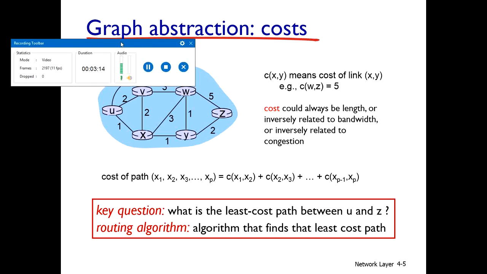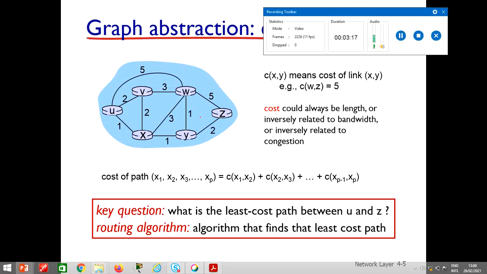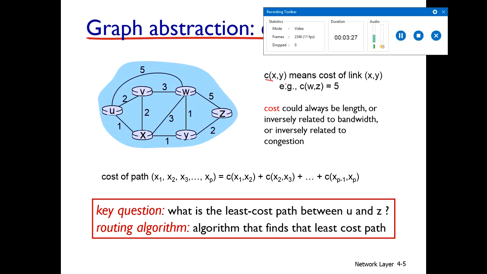Alright, now before we start with the algorithm, let's understand a few things related to graph terminology and network terminology. To determine the cost between x and y, c(x,y) means the cost of the link between x and y. So for example, c(w,z) means the cost of the link between W and Z, which is 5. And c(u,v) means the cost of the link between U and V, which is equal to 2.